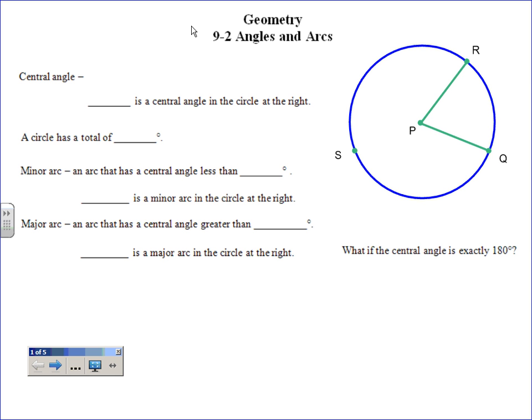Kind of forget about that arc that it's creating right now. We're just looking at the angle for right now. We're going to talk about the arc very shortly. So a central angle is quite simply an angle with the center of the circle as its vertex. I think most of you probably knew that already, or you were probably going to give me a very similar definition.